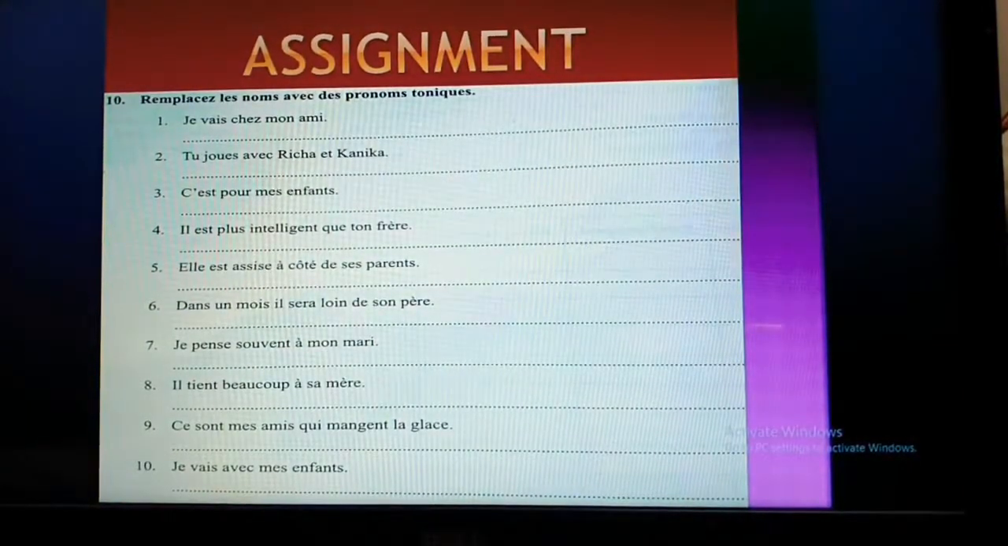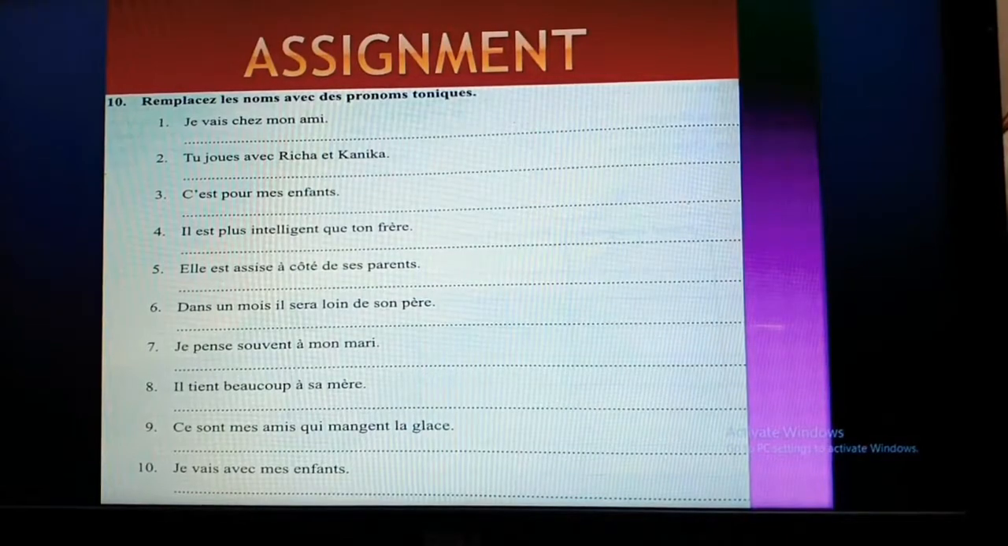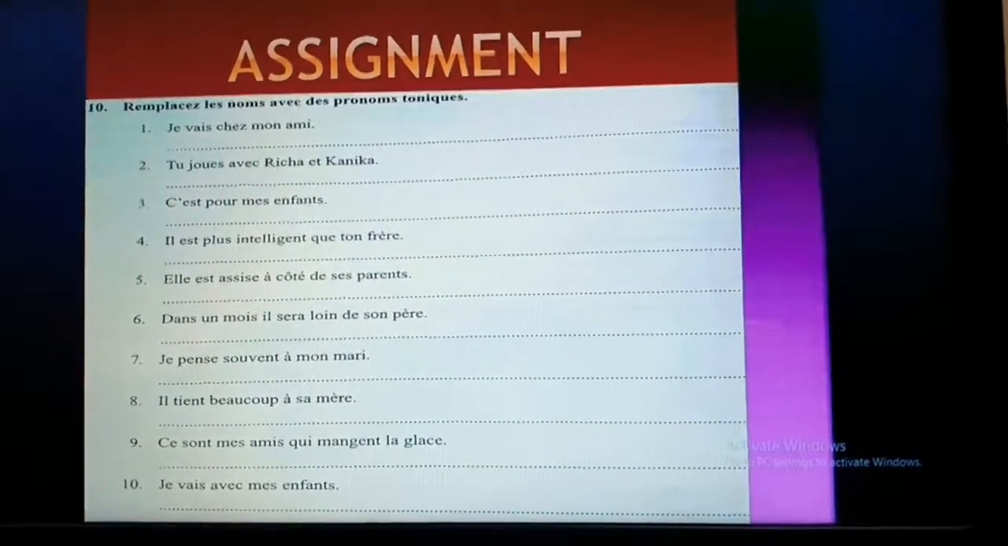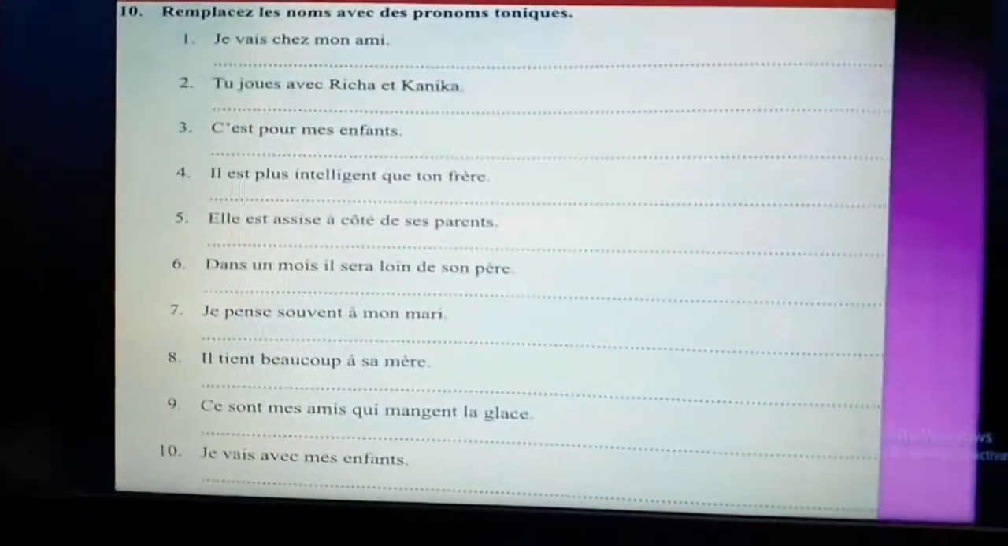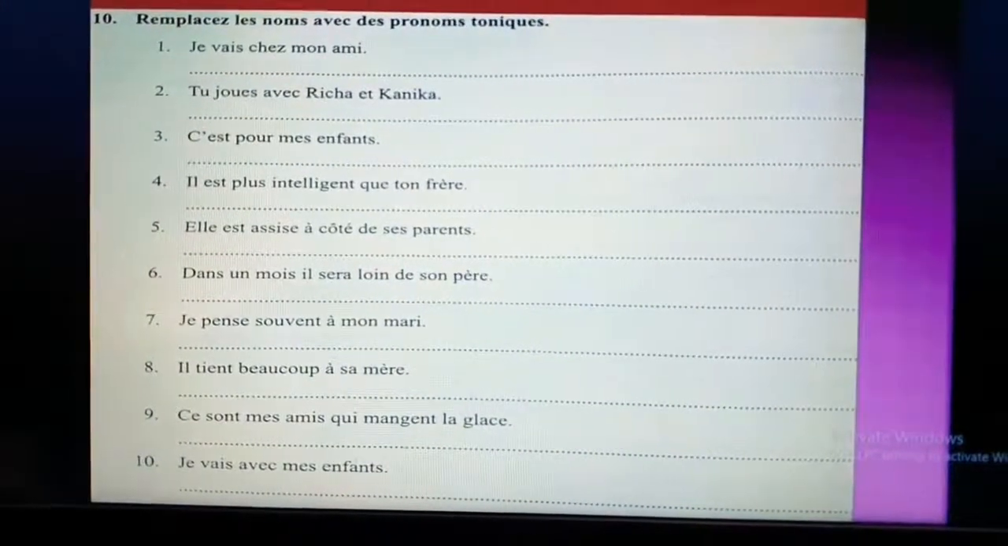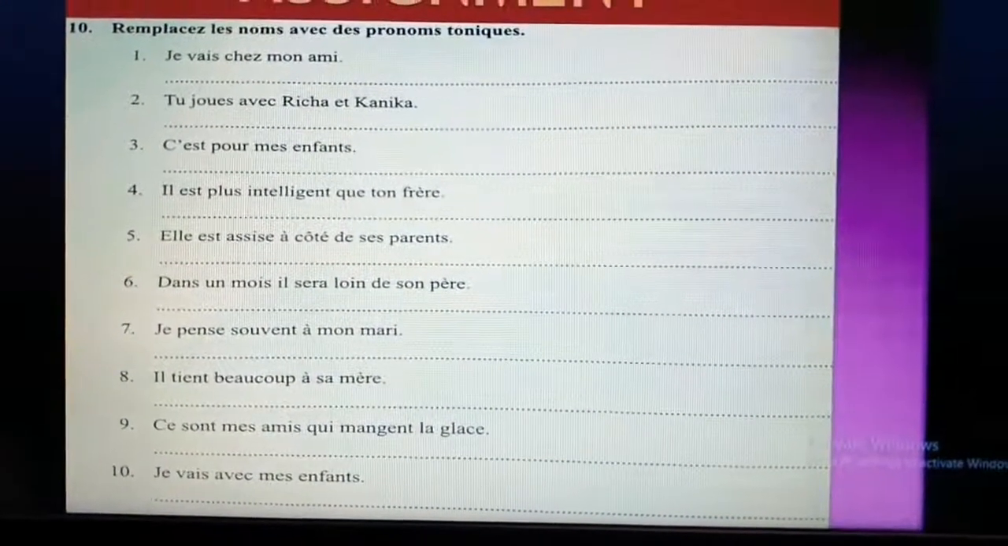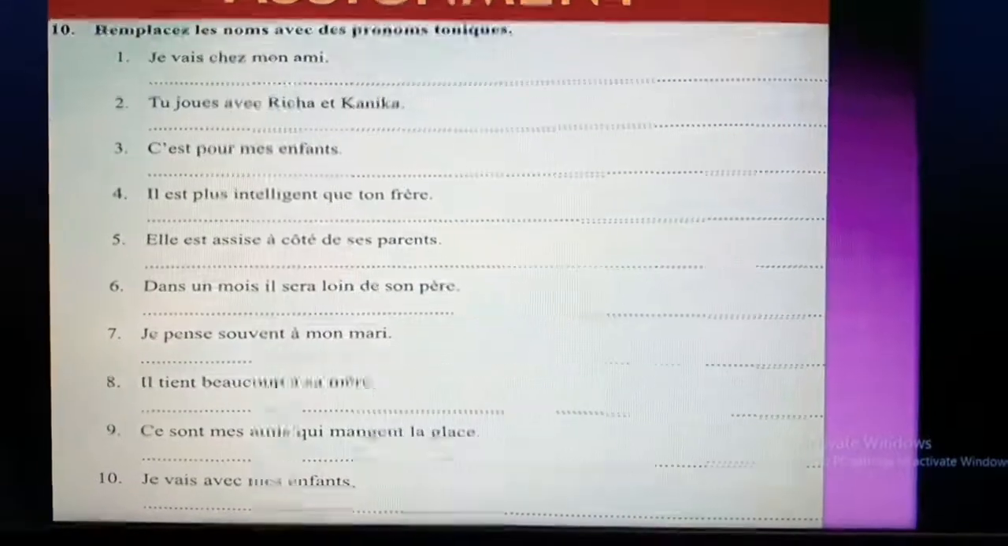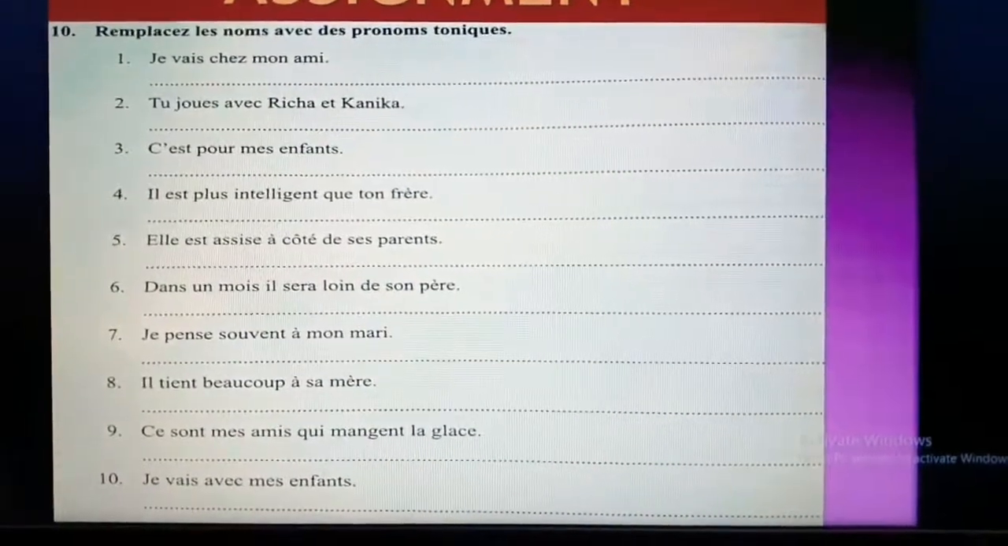So this is the assignment. You guys will be doing it. This is the assignment for pronom tonique. I hope you are able to see this.